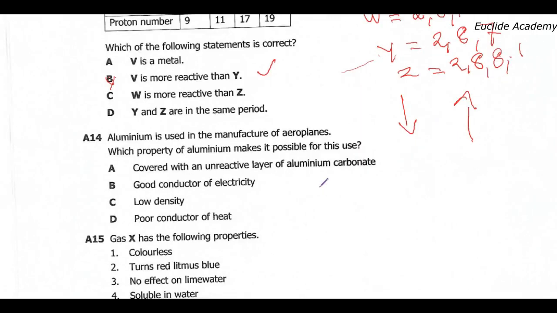And aluminium is used in the manufacture of aeroplanes. Which property of aluminium makes it possible for this use? So why would you use a metal which is very heavy for something which is going to be in the air, which would make it difficult to fly? So the one which would make sense will be low density.